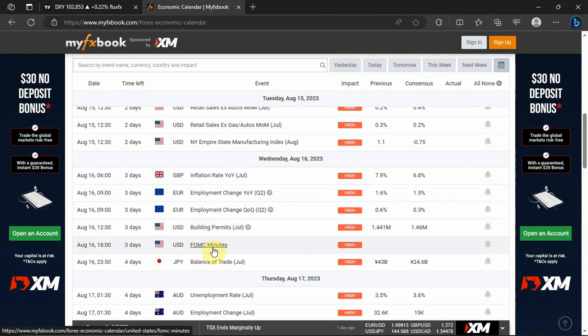Then FOMC minutes for USD. I always say that this news, even though it's a high impact news, we don't see much reaction on the market. It's just the minutes. What happened in the previous interest rate announcement? We all know what happened. So there's not going to be much expectation for this particular news, even though it's a high impact news. I always ignore this.